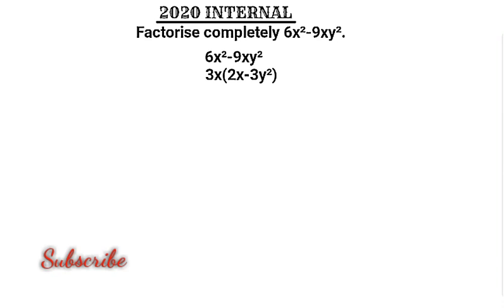Let's go to the next question that came in 2020. The second question that came in 2020 internal, under algebraic expressions, was: simplify 5a − 4b + a − 3b. I'm going to write this one down, and what we're going to do is put like terms together.